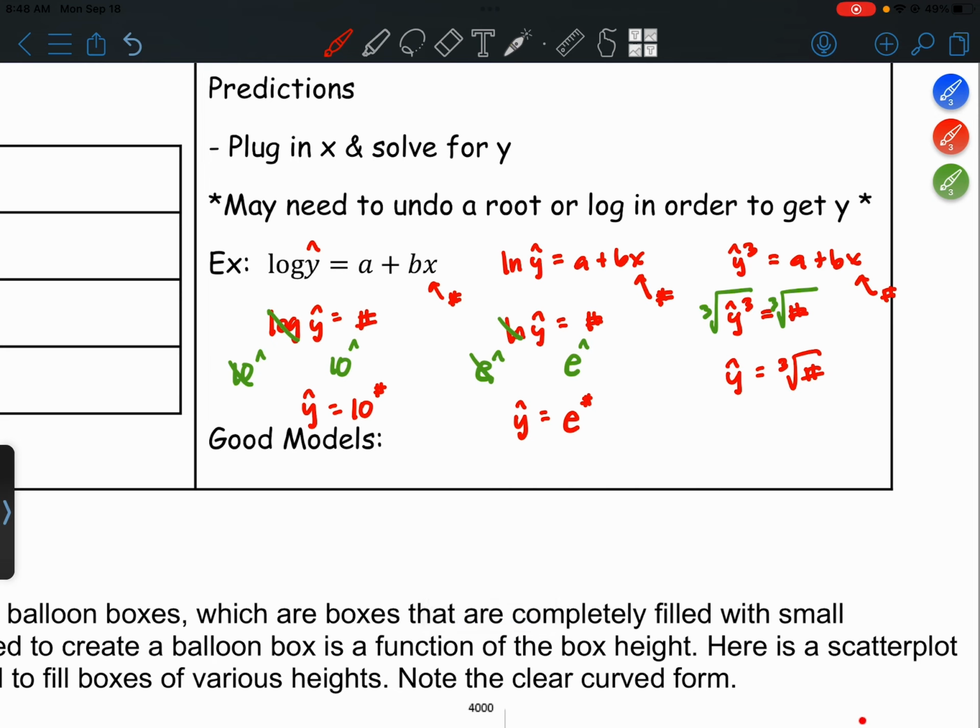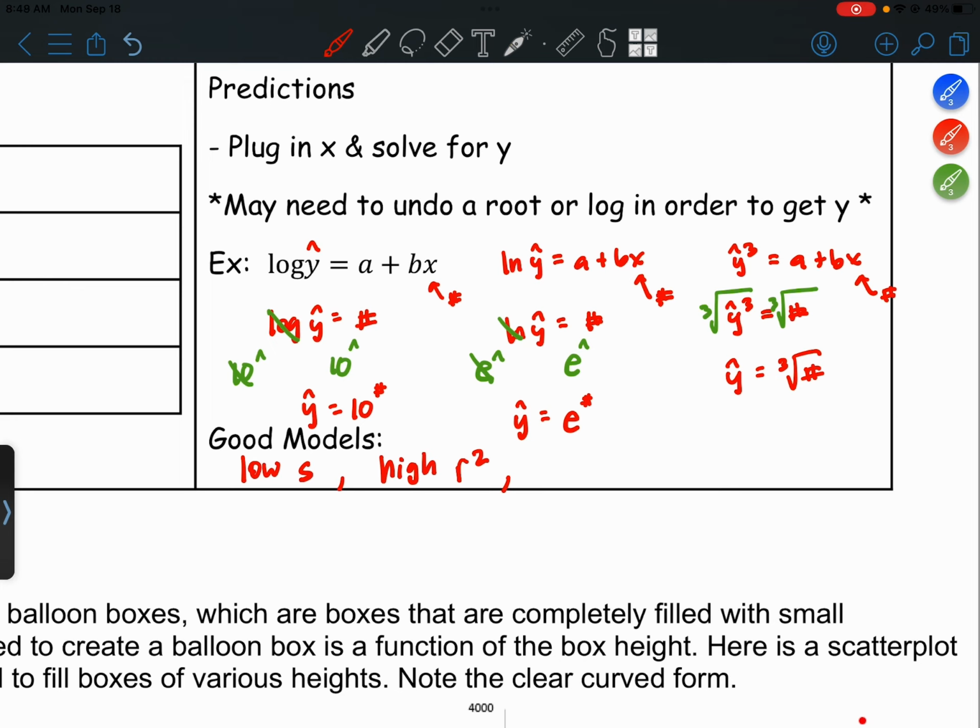We talked about it in the last activity, but good models have the following three things. They're going to have a low S statistic. S is the standard deviation of the residuals, which represents the typical prediction error. We want that typical prediction error to be low. Secondly, they're going to have a high R squared statistic. R squared is called the coefficient of determination. That name's not important. It measures the percent of variability in the y values explained by the model. We want a high percentage of that variability to be explained by our model. So we want high R squared values.